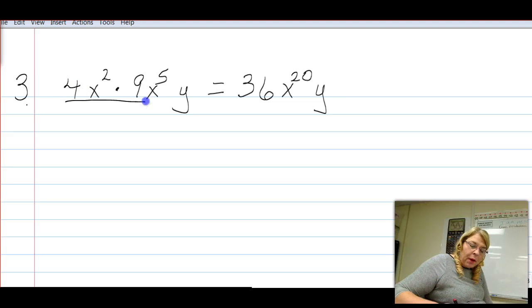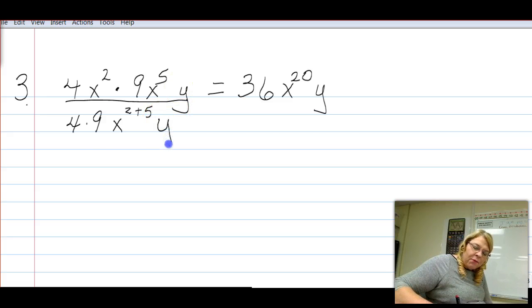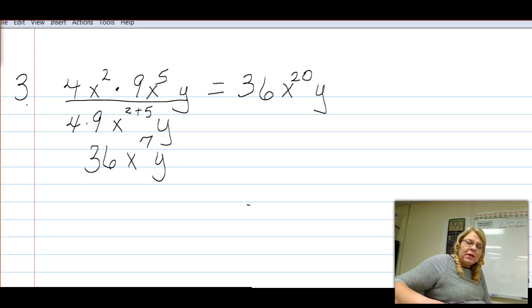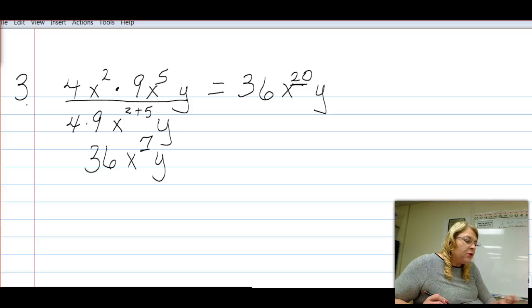If I worked this problem, I would put my coefficients of 9 times 4 together. I would have x to the 4 plus 5 because I have 2 bases of x, so I add the exponents, and then I have y. My answer should have been 36x to the 9th y. They have 36x to the 20th y. We can clearly see that the problem is with the exponent of x. So, my choices: A, the coefficients were multiplied instead of added. My coefficients were done correctly.